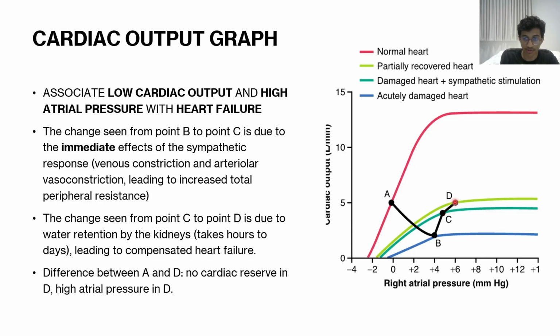Now at this point, if you notice, we're back to the same cardiac output of 5 liters per minute at rest. But this person at point D cannot exercise the same way person A does. Why? Because he has no cardiac reserve. If you notice, this is the maximum cardiac output he can produce. He cannot produce a greater cardiac output, so he has no tolerance to exercise.